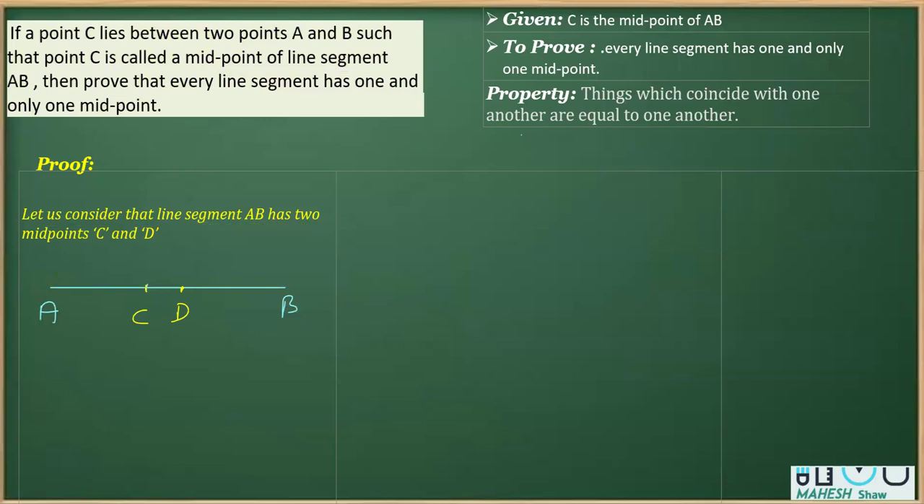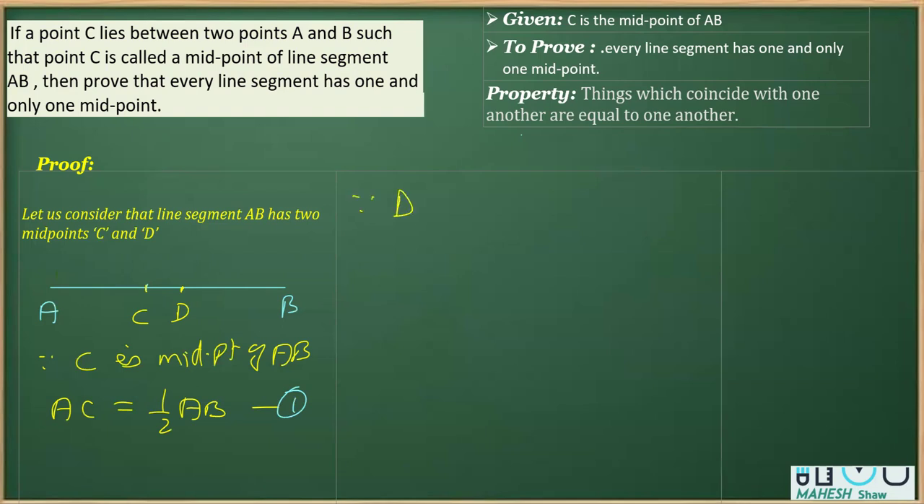Now, as we know that C is the midpoint of AB, we can write, since C is the midpoint of AB, therefore AC will be half of AB, right? As C is the midpoint of AB. So this I marked as equation 1.